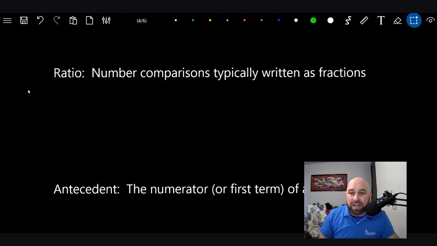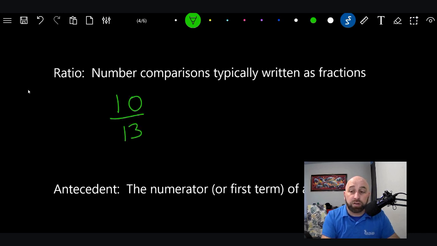If I say the number of boys to girls in the class is 10 to 13, because there are 10 boys to 13 girls, how could I write that? Well, I could write it as a fraction, 10 over 13. We would read that fraction bar as the word "to": 10 to 13. It's really just a fraction.